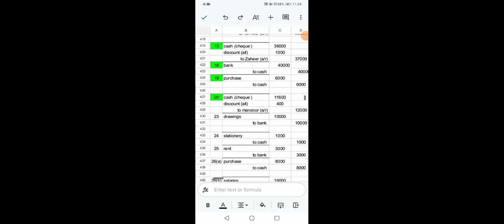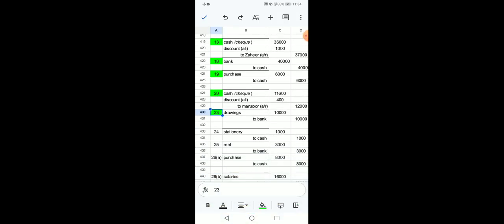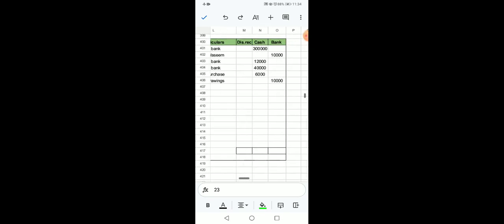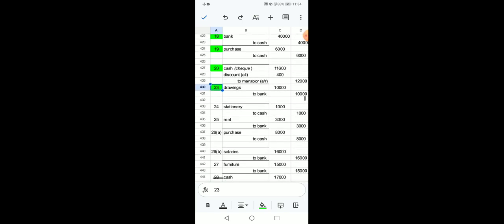So this way entry number 23 is completed. Mark it as it has been done. What you have done, you have created bank account with 23,000. One second. The 23rd entry was having 10,000, so you have credited bank account with 10,000. Entry number 23 is completed.